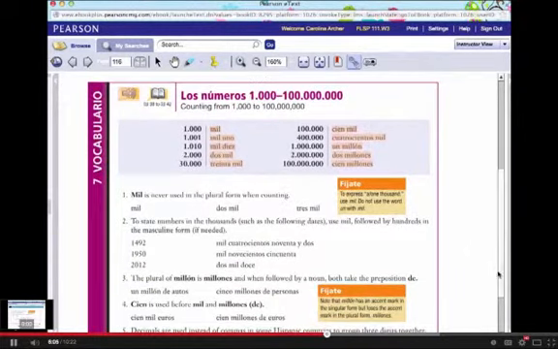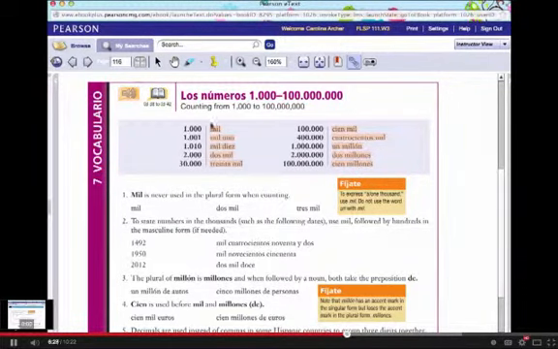Muy bien, los números de mil, 1000. We ended last chapter with 1000. Los números de 1000 a 100 millones. 100 millones. This is 100 million. That's how we say this number in Spanish.